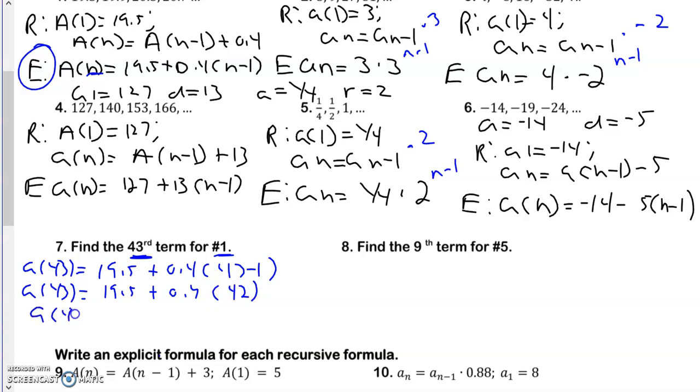Then A of 43 equals 19.5 plus, I multiply these, I get 16.8. And A of 43 equals 36.3.